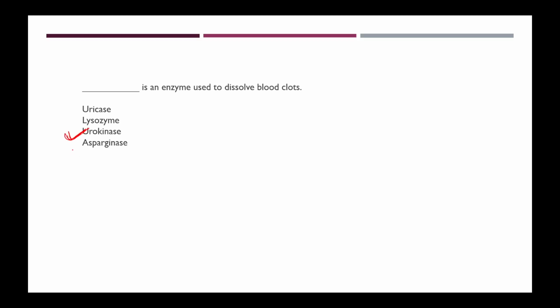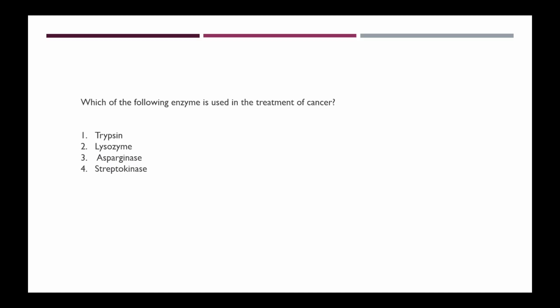And asparaginase is used for cancer treatment. For medicinal purposes, I don't think it is involved in chemotherapy somewhere. That I cannot recall exactly, but it has been used in the medical field, in cancer treatment. Okay, we'll see the next. It's the same question. Which of the following enzyme is used for the treatment of cancer? Asparaginase. Yes, we just discussed asparaginase.